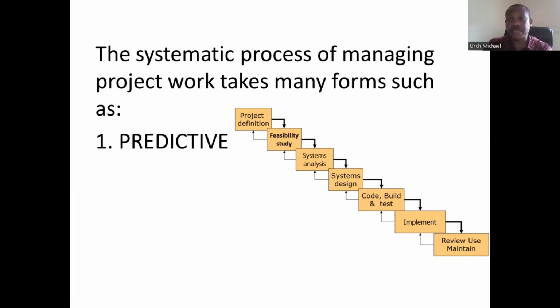You carry out your feasibility study. You carry out your system analysis. Then you do your system design. Then you code, you build and test. That's for IT projects. Once you've done that, you implement. Then you review and do maintenance. So predictive simply means that you can sit down and plan your project upfront, before executing your project.